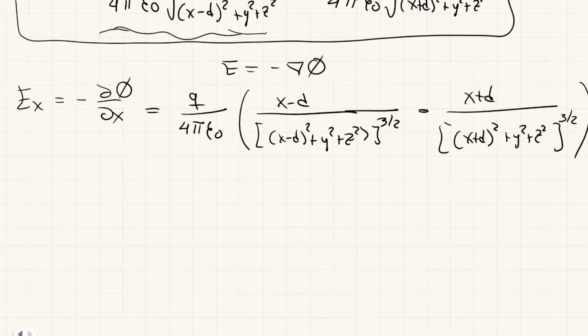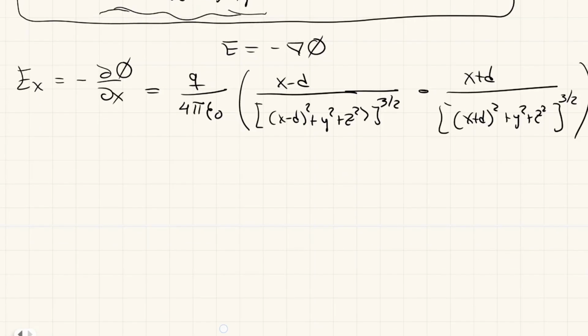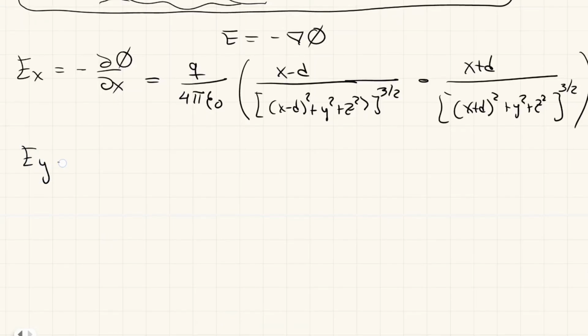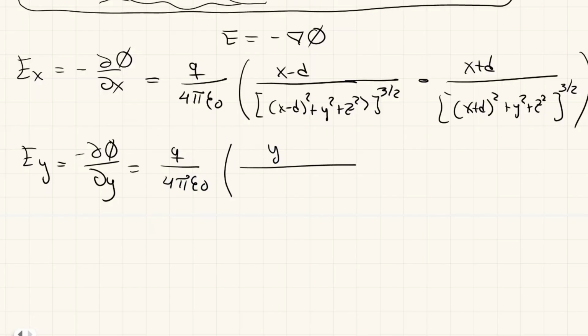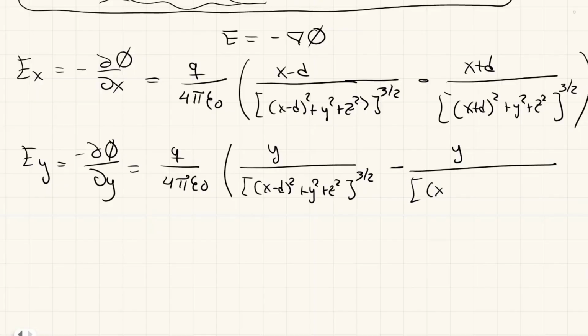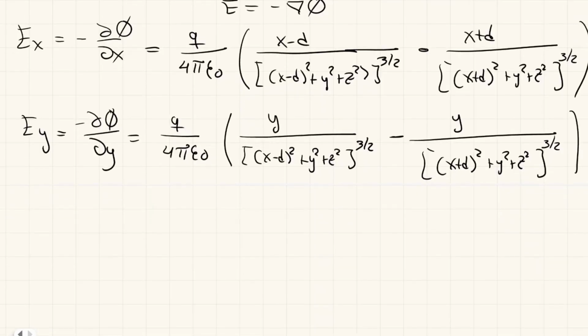If we calculate the other components of the electric field, we are going to get that Ey is going to be the negative derivative of the potential with respect to y, equal to Q over 4 pi epsilon 0 times y over (x minus d squared plus y squared plus z squared) to the 3/2, minus y divided by the same. Okay, it will be that.